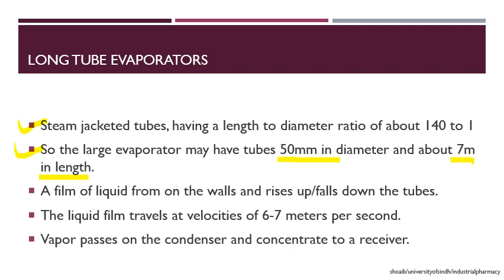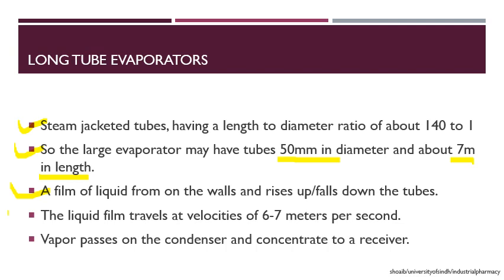Next, a film of liquid forms on the walls and rises up or down the tubes. These are long tubes of about 7 meters. There will be film formation, and that film will move along the length of the tube, rising up or coming down depending upon the construction of the equipment. That will be elaborated better in the next slide when we go to the structural diagram.